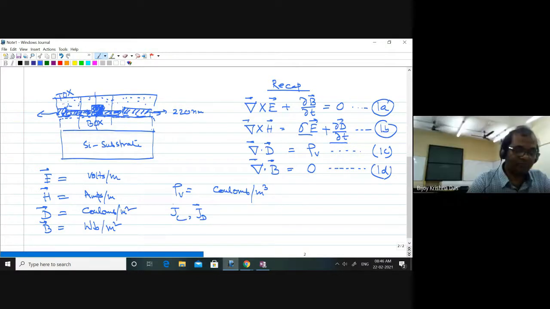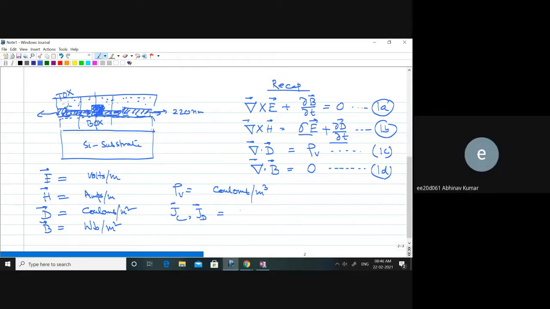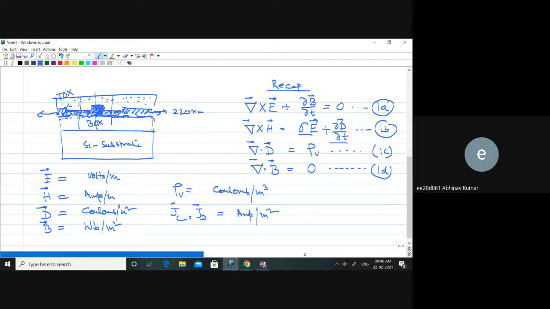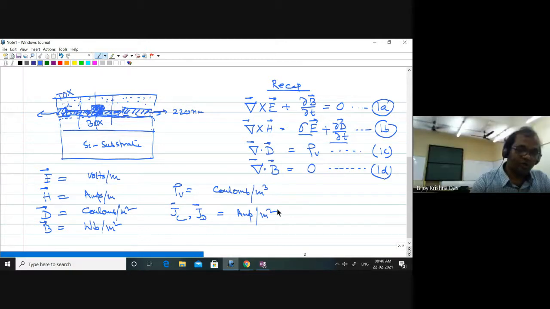Displacement current, and their dimensions are ampere per meter square. Is that correct? Yes. So you can relate that, how dimensionally correct both sides are. You can try to relate also.